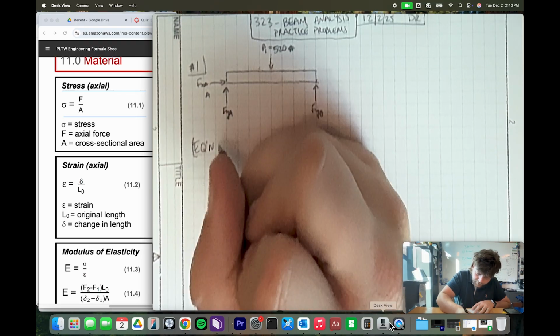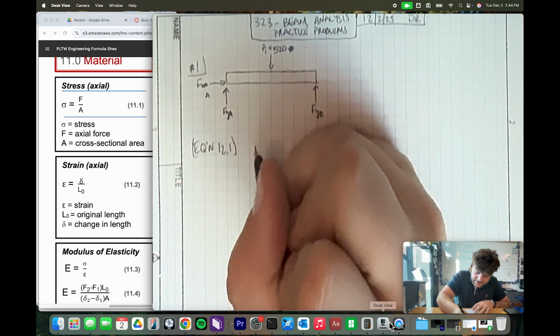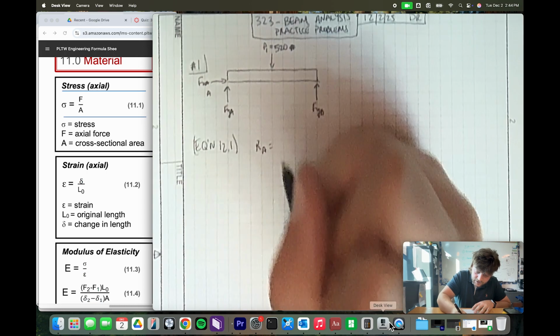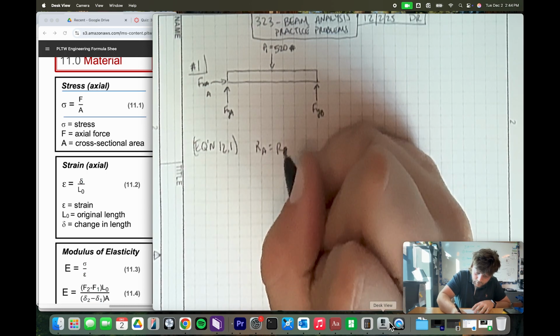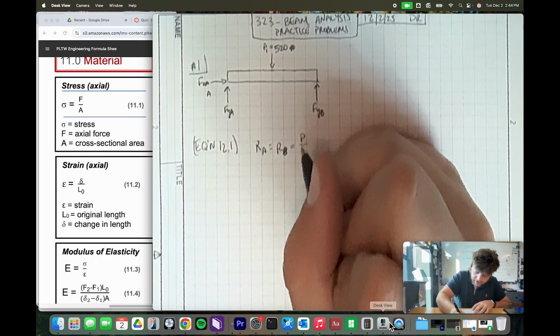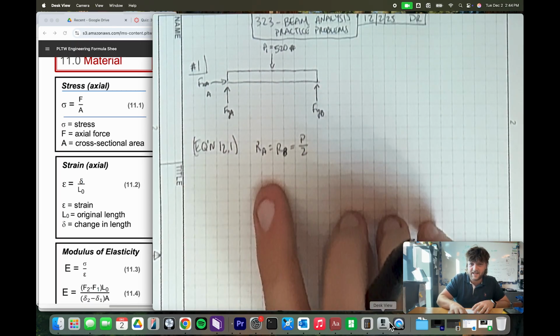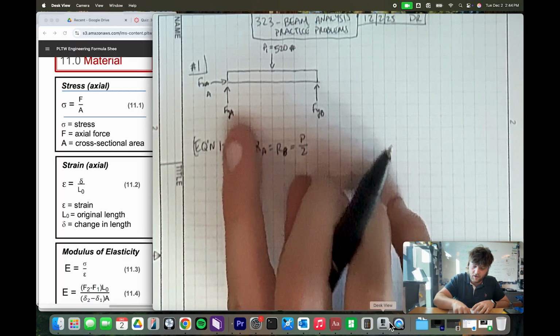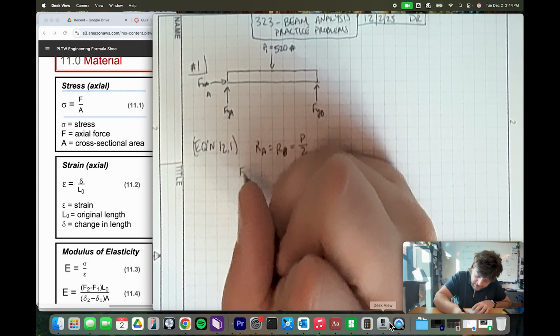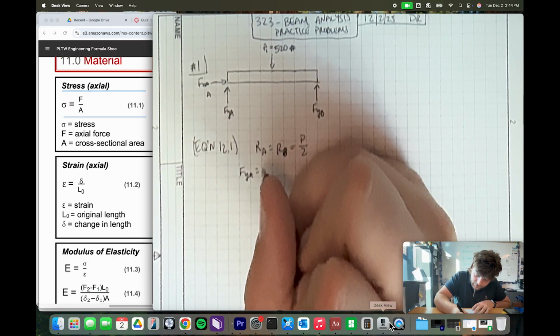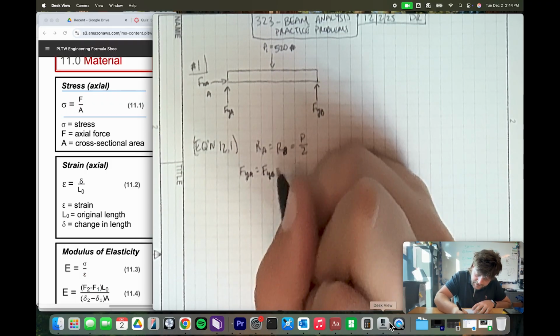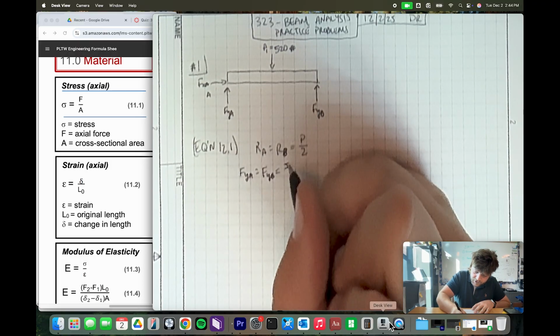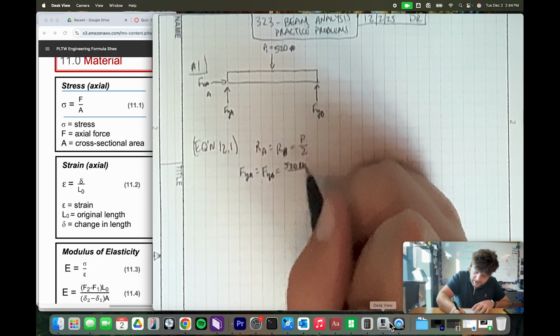And we're going to put in parentheses 12.1 states that RA is equal to RB, which is equal to P divided by 2. So in this case, I called RA and RB. RA is FYA. So this is basically FYA is equal to FYB. And then that's going to be equal to 520 pounds divided by 2.